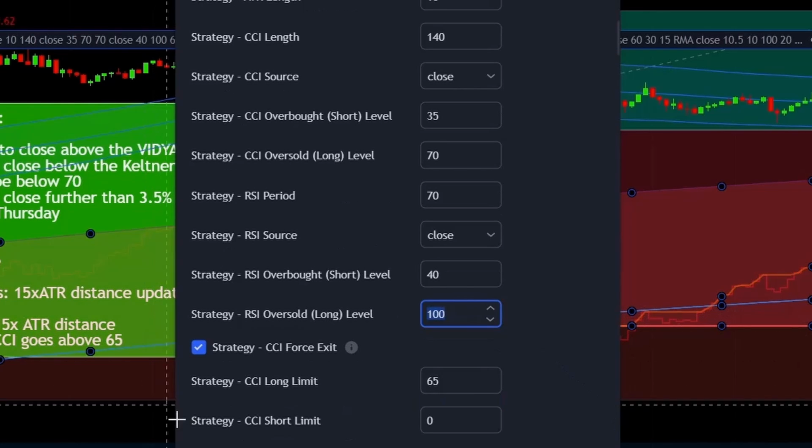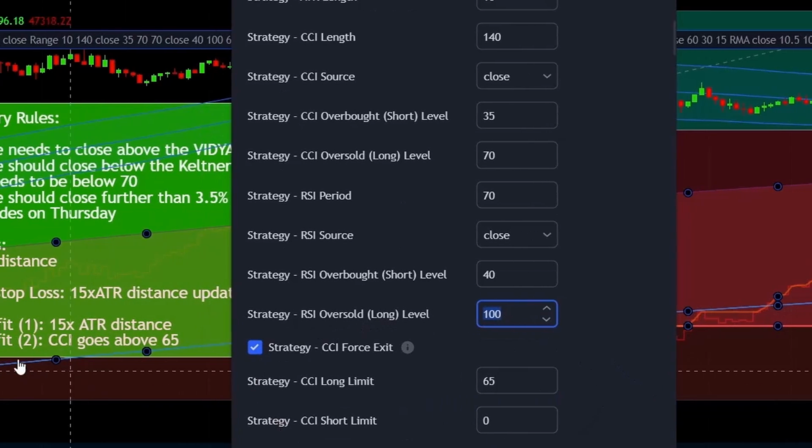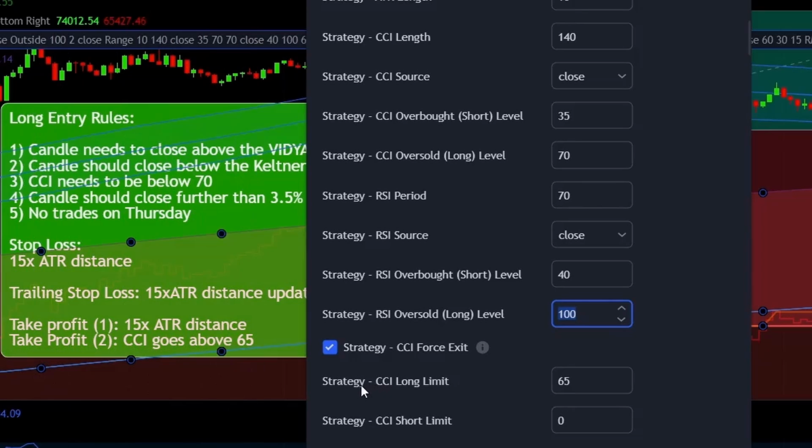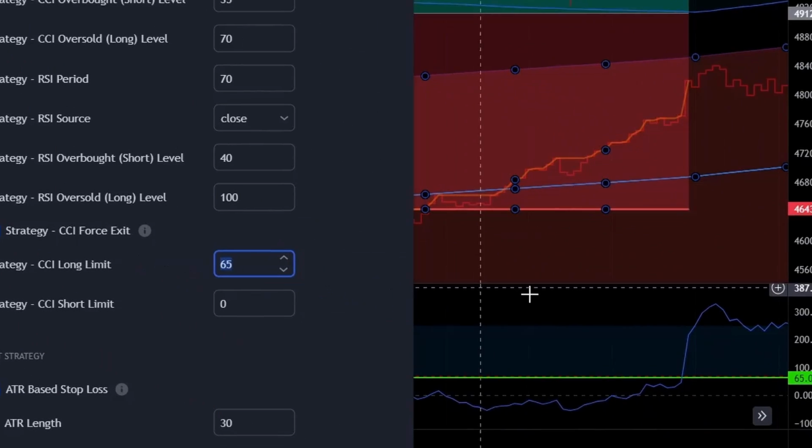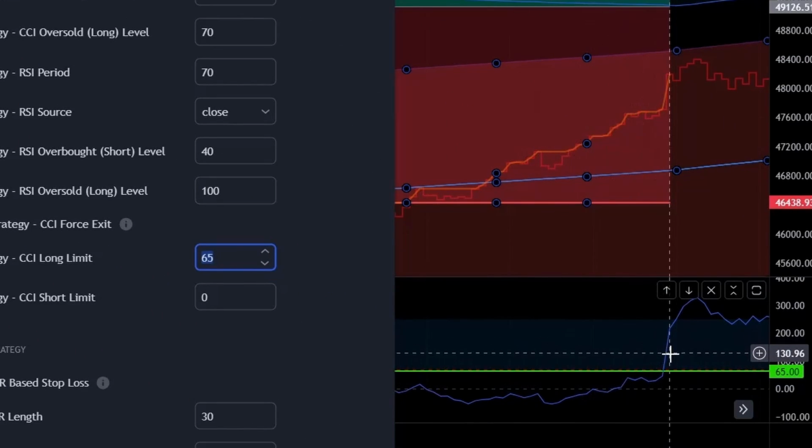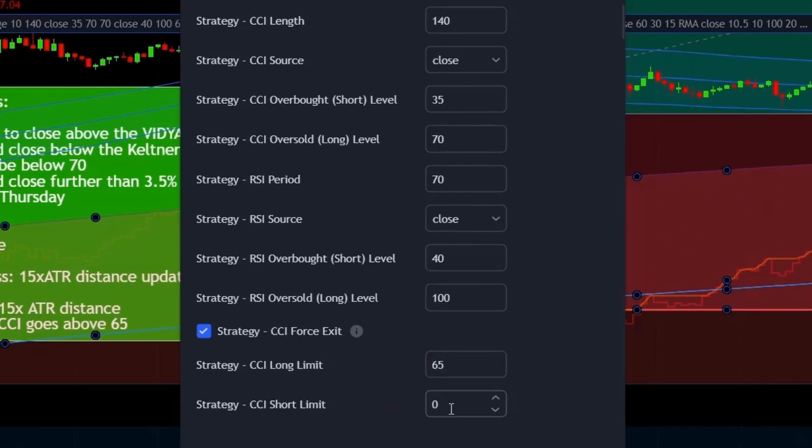And last, we have the CCI force exit, which we use for take profit. So I set the CCI long limit to 65. This means that the strategy will exit the position if the CCI goes above the 65 level. Below that you also have the CCI short limit, but as I turned off the short positions for this strategy optimization, the script won't use it.